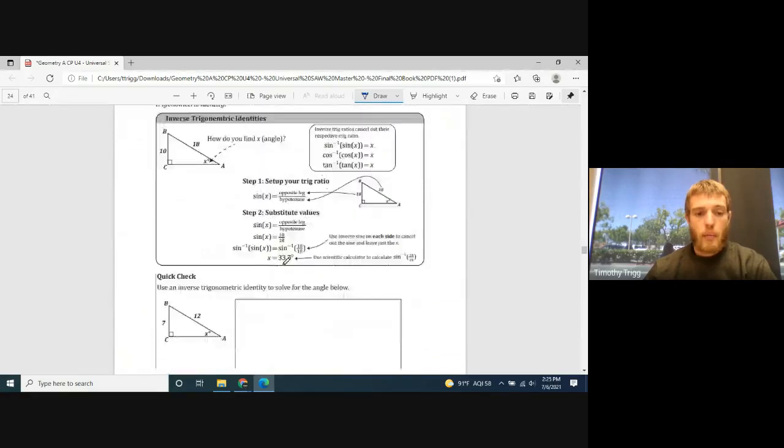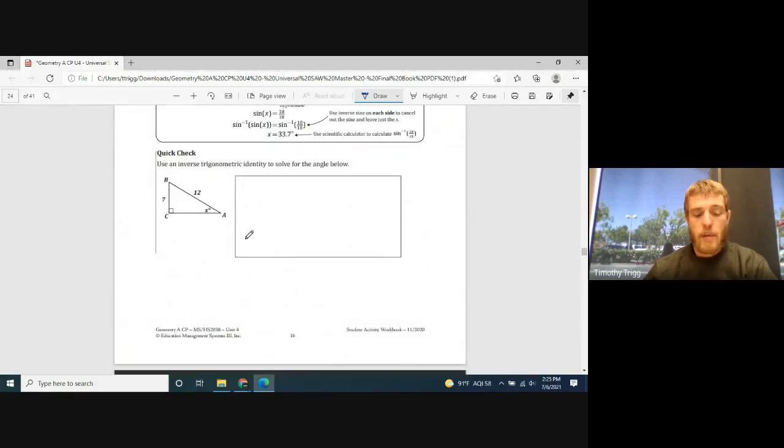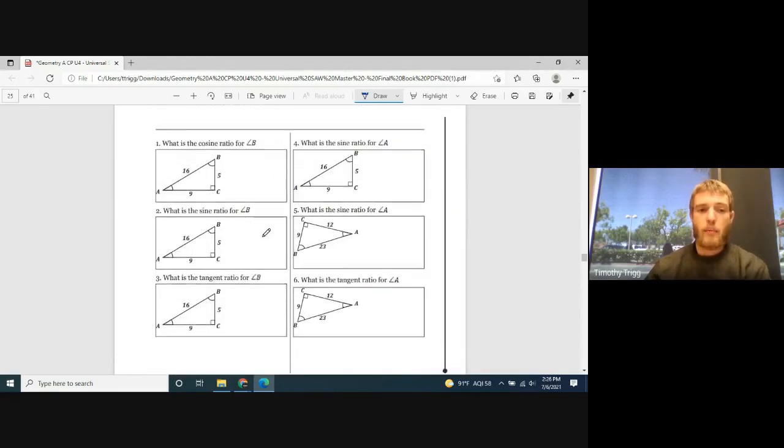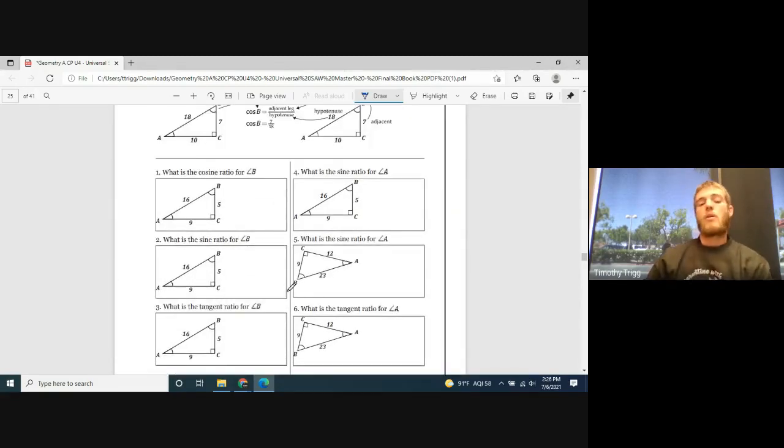Okay, now we have an example here of how to use it on page 16, but we're actually going to skip that for now. What I want you to do is let's go ahead and go to page 17, and we're going to work out these problems here. I'll do a couple with you, and then I expect you to do the rest on your own. So let's go ahead and do number one.